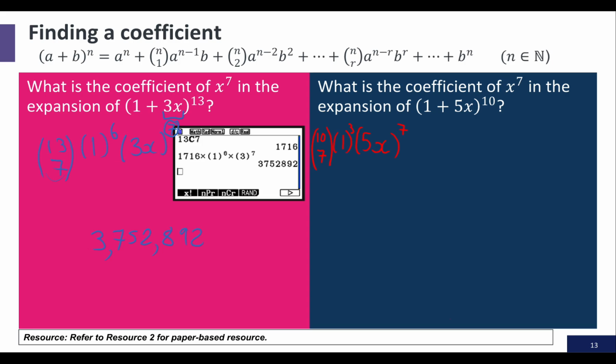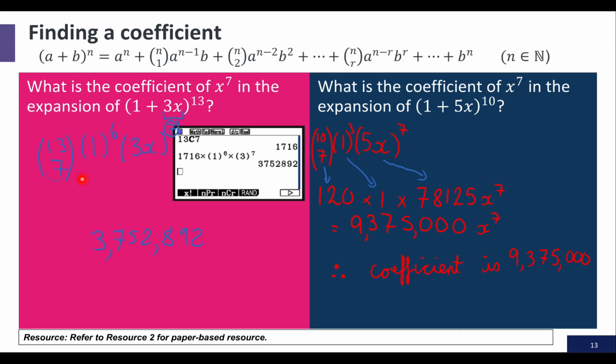Okay, let's have a look. What did you get? Did you write 10 choose 7, 1 to the power of 3, and then 5x to the power of 7? And then in the calculator, 10 choose 7 is 120, 1 cubed is 1, and 5 to the power of 7 is 78,125. So the answer, the coefficient of the x to the power of 7 term, is 9,375,000. A massive number, purely done by the calculator and without having to write the whole thing out.